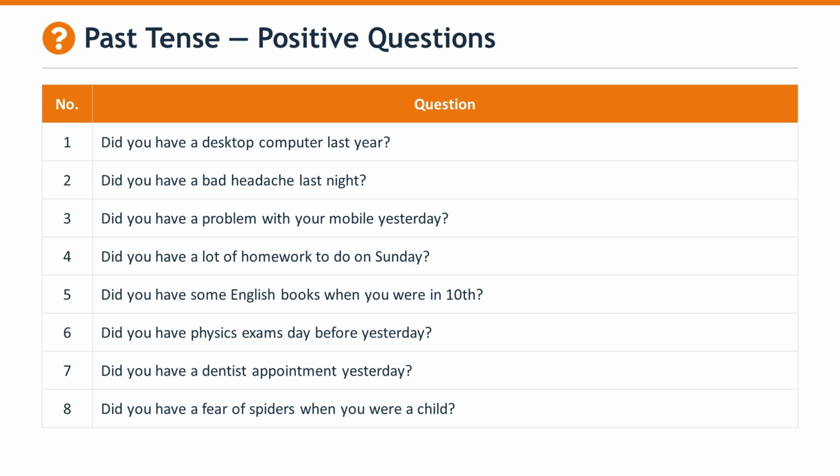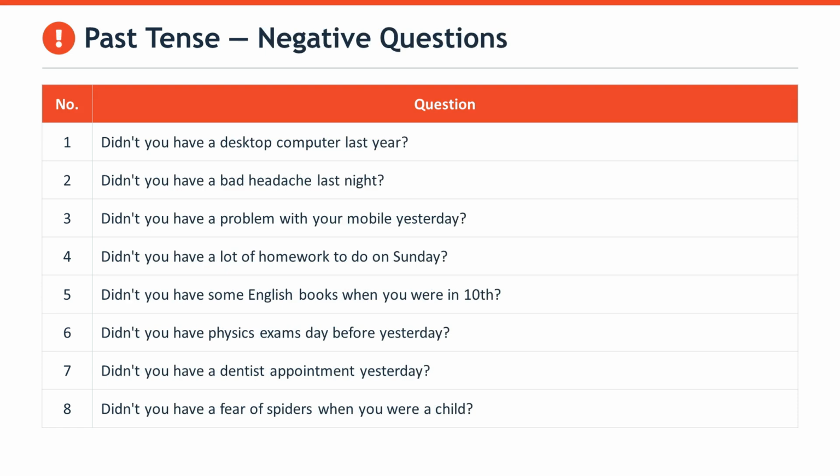Number 7. Did you have a dentist appointment yesterday? Number 8. Did you have a fear of spiders when you were a child? Remember, after did, we always use have, not had. The word did already shows the past tense. Now let us look at negative questions in the past tense. To form a negative question in the past, we start with didn't, then the subject, then have.